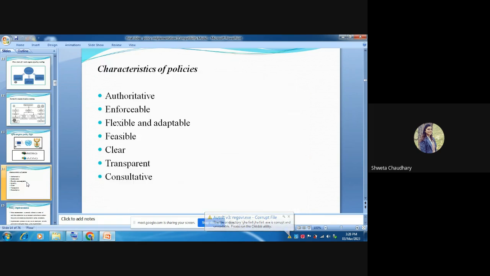Now, what are the characteristics of the policies? The characteristics of the policies are authoritative, enforceable, flexible and adaptable, visible, clear, transparent, and consultative.